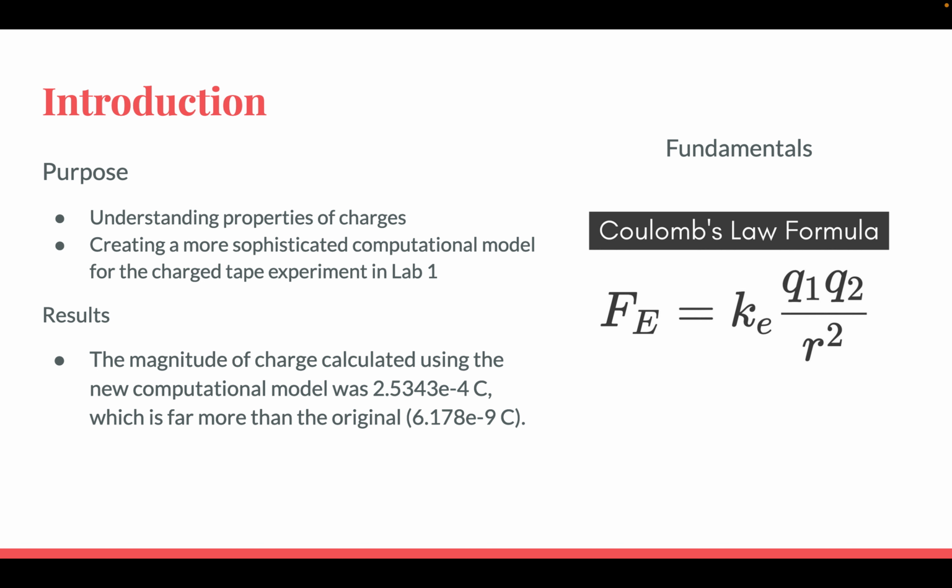And another concept that's going to be introduced via the coding is the distribution of charge along the tape rather than just a point charge as our model. So, brief review of the results. The magnitude of the charge calculated in the new model was 2.53 e to the negative 4 coulombs, which is far greater than the original, which was 6.17 e to the negative 9 coulombs.